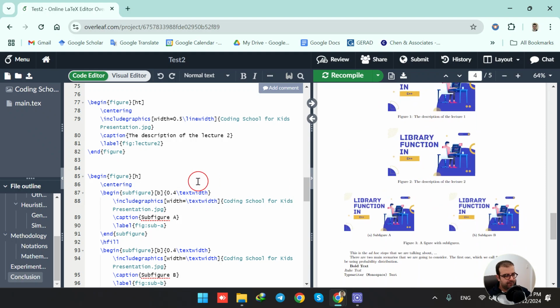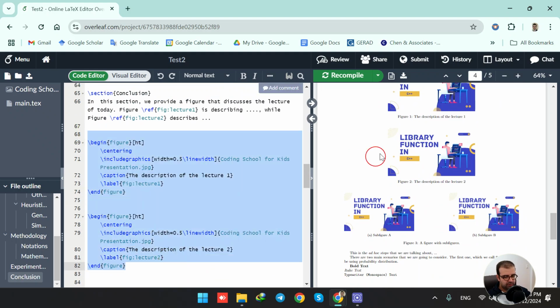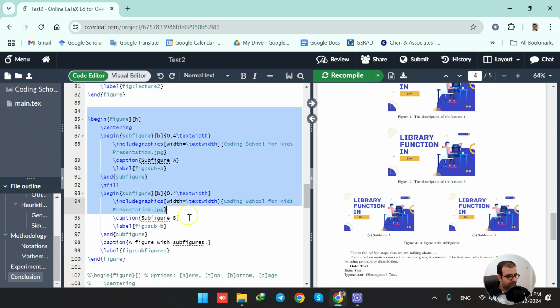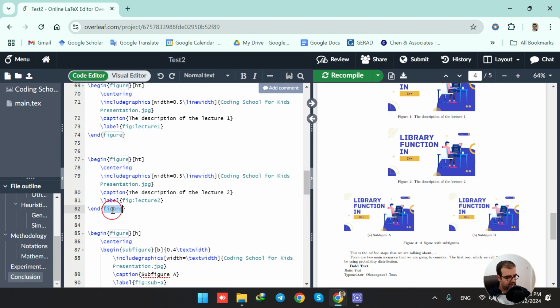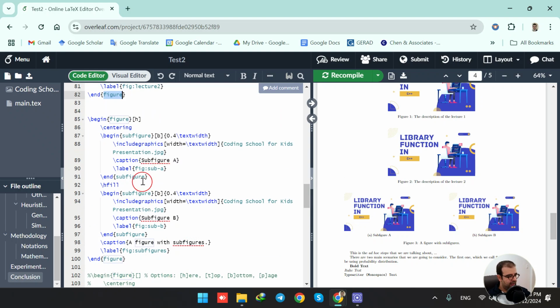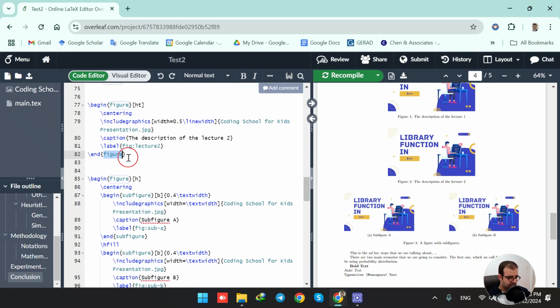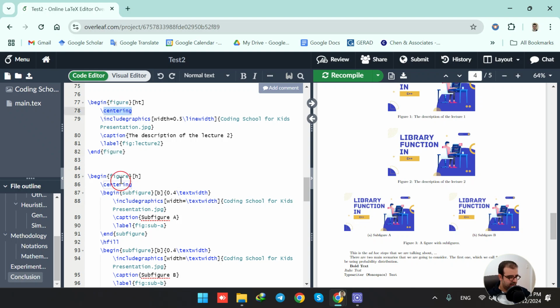So basically, we were having this part of the code for the first two figures, and these two figures are for this part of the code. In order to do that, we have a begin and end of the figure exactly like above. However, we are still having the centering. This is the difference: in order to have one figure, we have begin, centering, and then include, caption, label, and end.